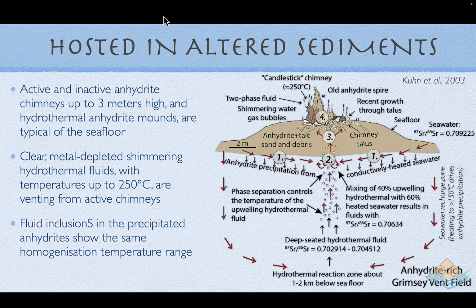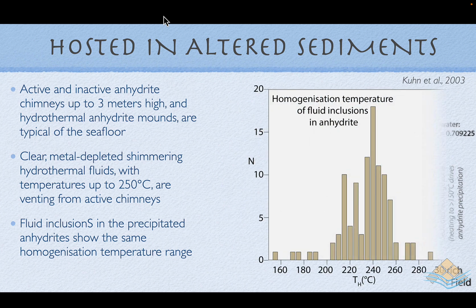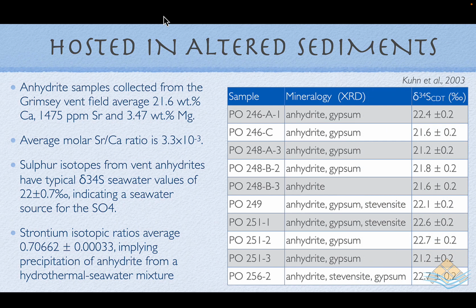These chimneys are up to 3 metres high, atop these anhydrite mounds, and we have cooler waters than we had escaping in the crest of Tag Mound. The waters exiting here are at temperatures of up to 250 degrees. So we're below the 360 degrees that was forming the black smokers in Tag Mound. If we look at the fluid inclusions in the anhydrite, we see that the anhydrite fluid inclusion temperatures show the same homogenization temperatures as the fluids that are escaping from the vents, in that range 200 to 260 degrees centigrade. If we look at the mineralogy of the vent material, we can see it's dominated by anhydrite.